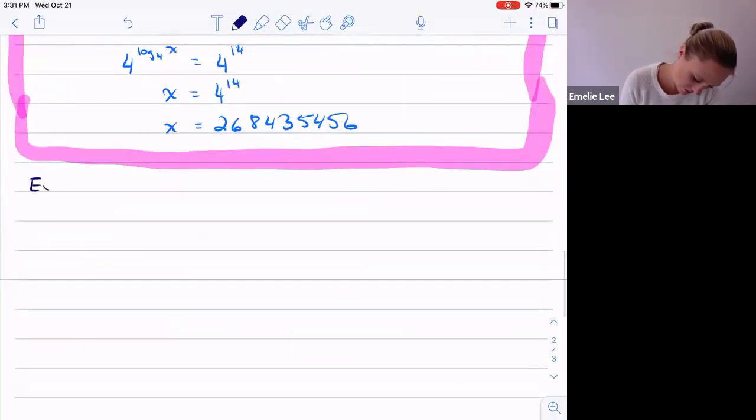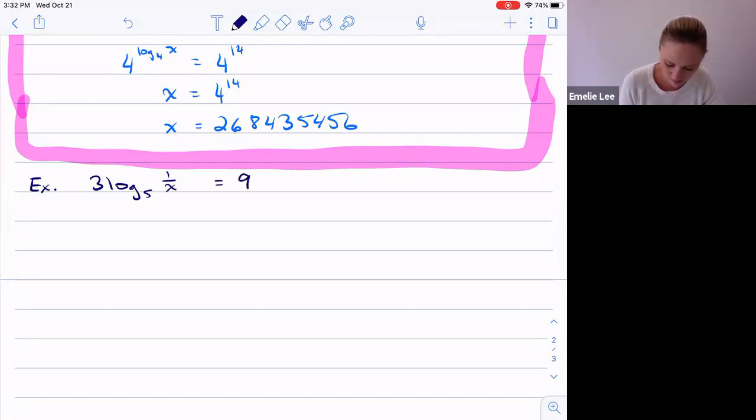I'll do another example. How about 3 log base 5 of, let's get crazy here, 1 over x equals 9.